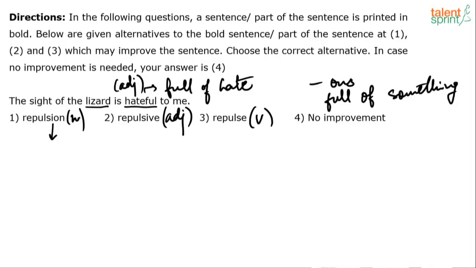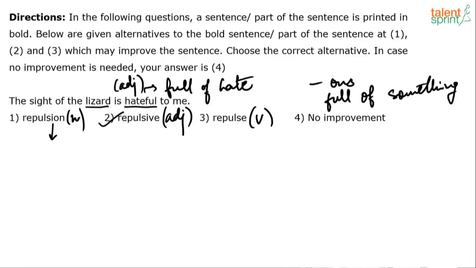That means you do not have to change the form of the word, which means you do not have to change the part of speech of the word. So without even looking at the options or understanding what each word means, you can clearly see that option number 2 is the right answer, because you will replace an adjective with an adjective. Okay. So repulsion is a noun.